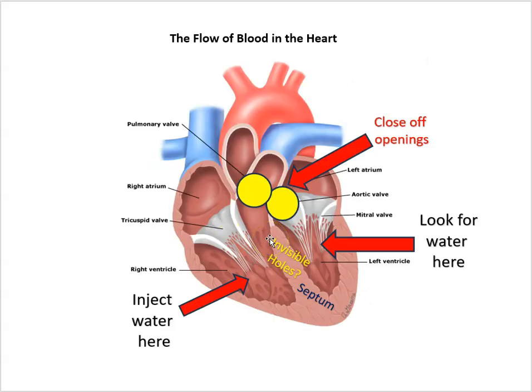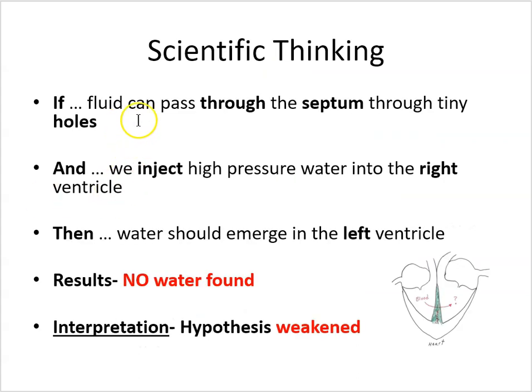Now, beyond this, Harvey's going to directly test this idea that there are holes in the septum. He's going to get an animal heart. He's going to plug up the points of entry and exit to the ventricles, and he's going to inject high pressure water into the right ventricle and look and see whether any water emerges in the left ventricle. If indeed there are holes in the septum, we would expect water to emerge in the left ventricle. We can see the reasoning here. If fluid can pass through the septum through tiny holes, and we inject high pressure water into the right ventricle, then water should emerge in the left ventricle.